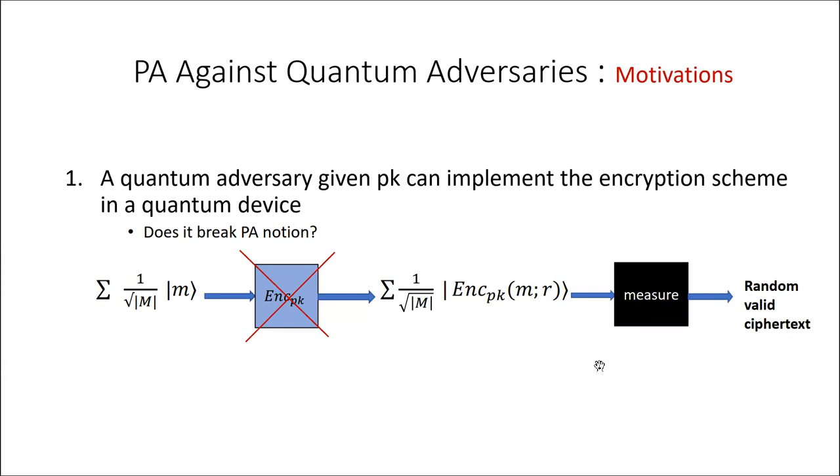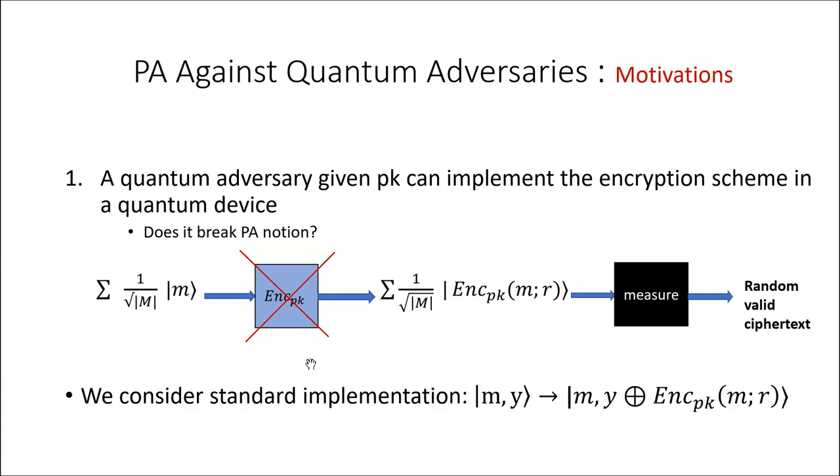But I was cheating a bit, because this implementation of the encryption oracle might not be possible, because usually the ciphertext space is bigger than the message space, but the quantum operation has to be unitary, so this implementation might not be possible without using any ancillary register.